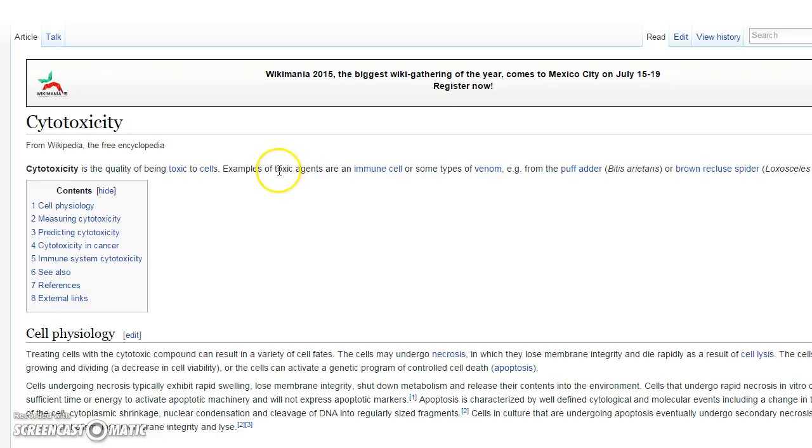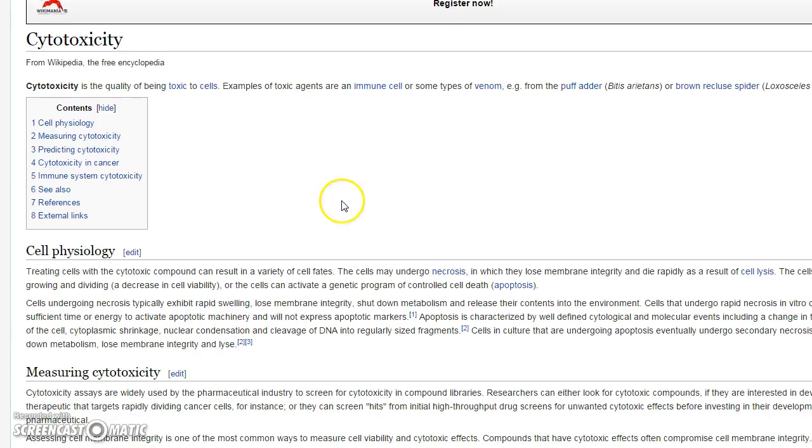See, so you have these what are called toxic agents. Examples of toxic agents are an immune cell or some types of venom. So if you're in a lab, you're most likely going to use venom to test the cell for its toxicity level. And there you go. They're going to ask you, oh, can you explain to us cell toxicity assays? You tell them you'll provide some type of toxic agent which we would test on the cell to determine its toxicity level. In the long run, that's what it is.